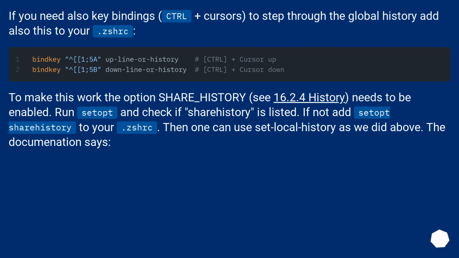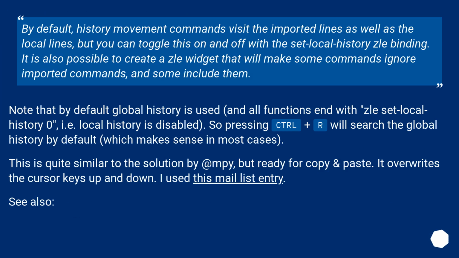The documentation says, by default, history movement commands visit the imported lines as well as the local lines, but you can toggle this on and off with the set-local-history widget binding. It is also possible to create a widget that will make some commands ignore imported commands, and some include them. Note that by default global history is used, and all functions end with set-local-history 0, i.e. local history is disabled. So pressing Ctrl+ will search the global history by default, which makes sense in most cases.